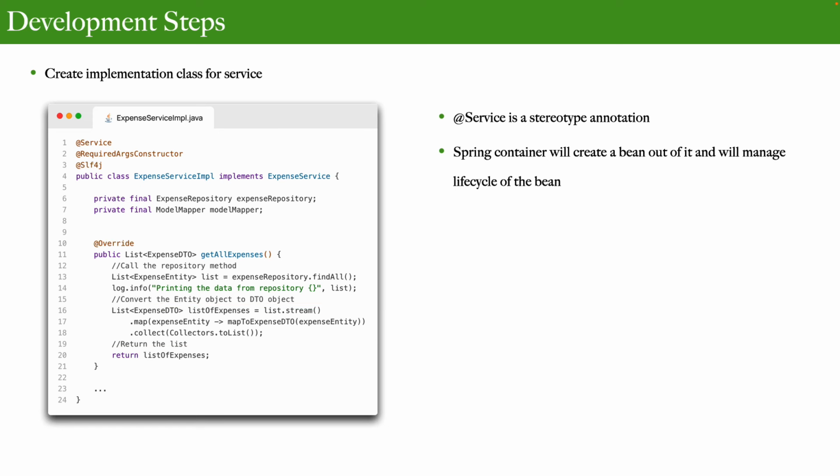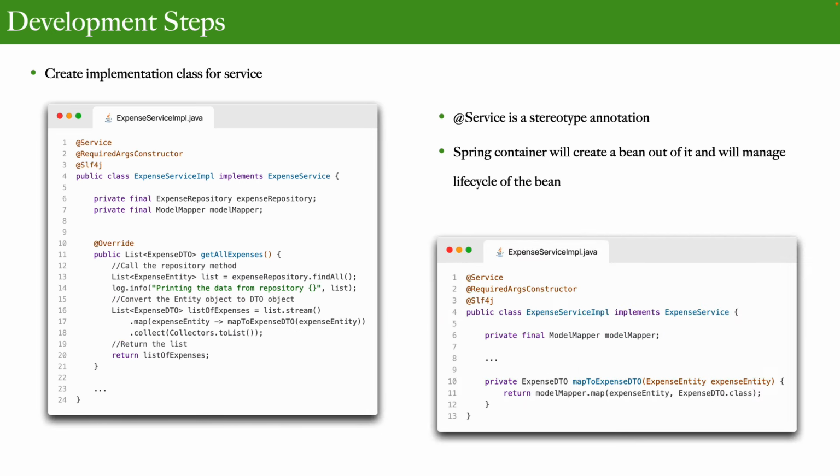We will be converting these objects using the stream API, stream.map. We're going to use the map method, which will convert from one object to another object. We are calling the method mapToExpenseDTO, and for that we are going to pass the expense entity. Inside the method, we will be calling modelMapper.map. It is going to convert the expense entity values to the ExpenseDTO object, and it will give us the ExpenseDTO back. And we are going to return the list back to the controller layer.